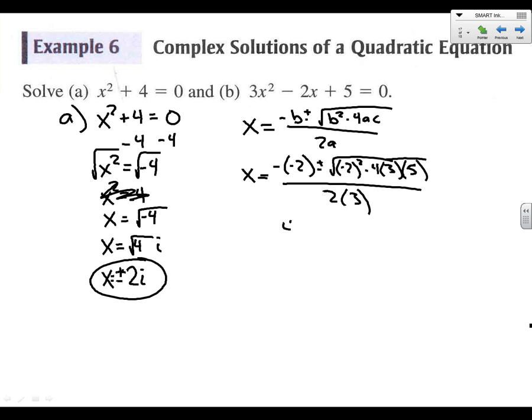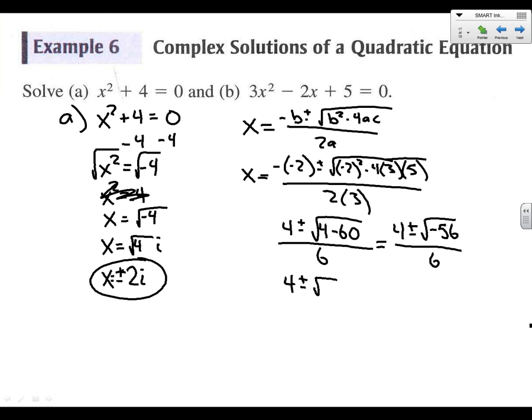And so we've got 4 plus or minus the square root of 4 minus 60 all over 6. And so 4 minus 60 in here is where we get into the imaginary stuff. 4 plus or minus the square root of negative 56 all over 6. All right, negative 56 is the same thing as saying 4 plus or minus the square root of 56 i all over 6.